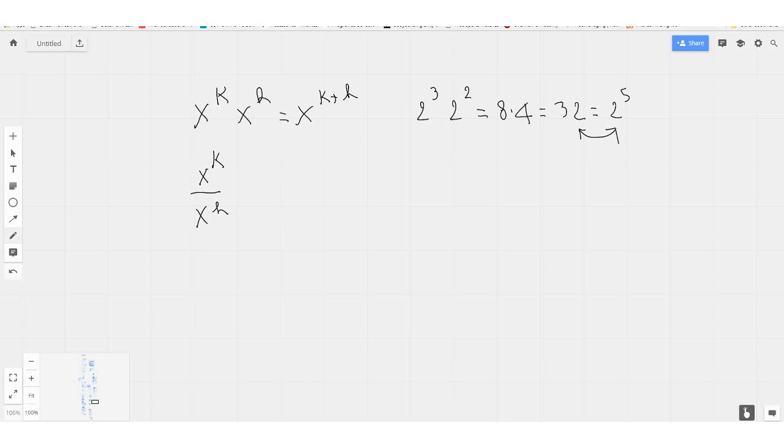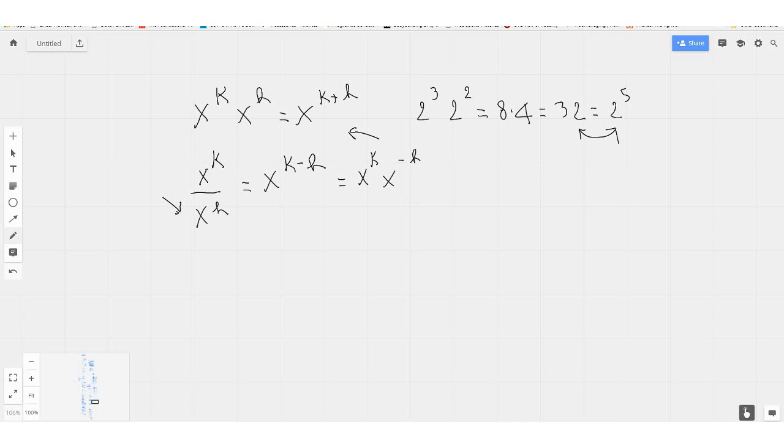So what if we have then x to the power of k over x to the power of h? In this case, you have to subtract the exponent. So this will be x to the power of k minus h. You can easily verify that with an example, but also you can write it as x to the power of k. Since this is a denominator, it's the same as saying x to the power of k times x to the power of minus h. So as you can see, we can then use this rule here. All right.